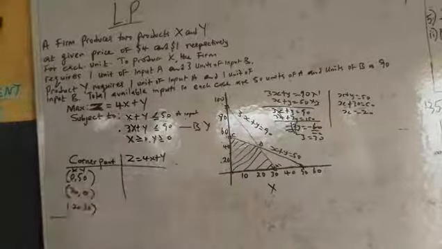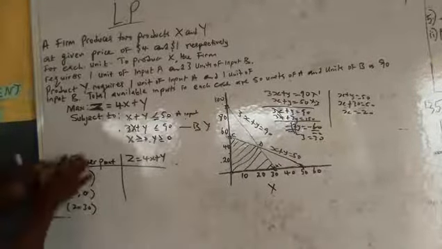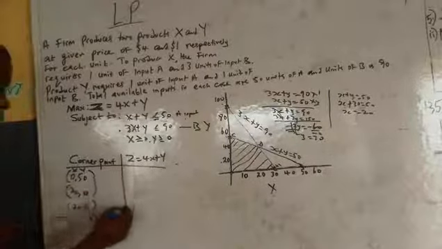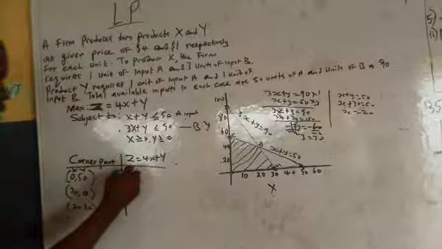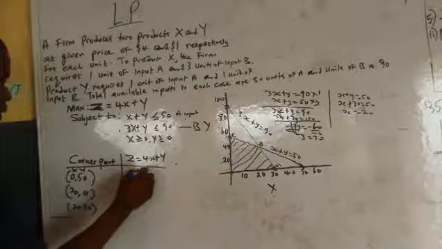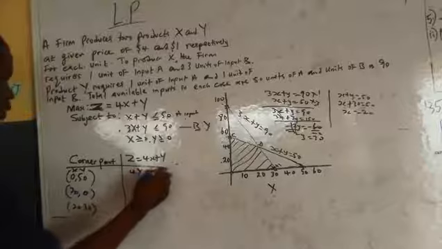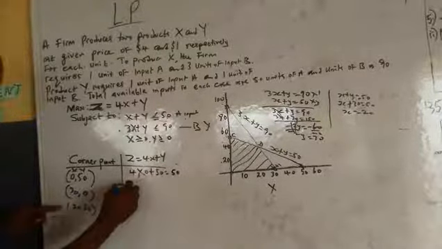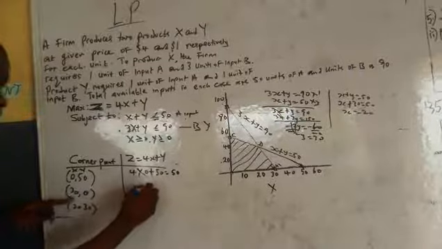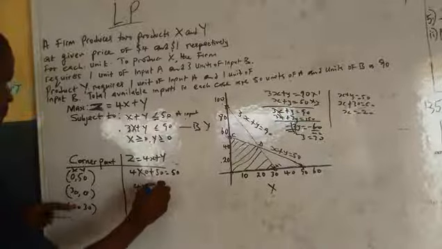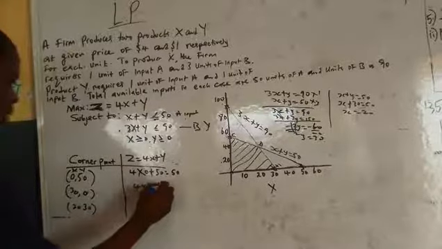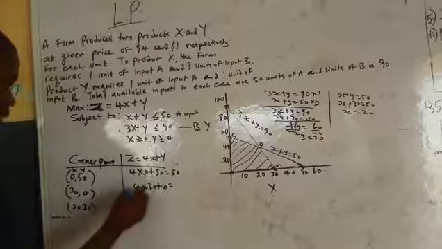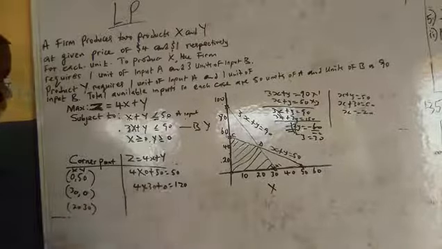Now, finally, I can look for the one out of all these corner points that will give me the highest revenue. Then I can just say that my z for this place is 4 times 0 plus y, 50. 4 times 0 is nothing, so this will give me 50. Then for this one, 4 times 30 plus y, my y is 0. So this will give me 4 times 30, which is 120.